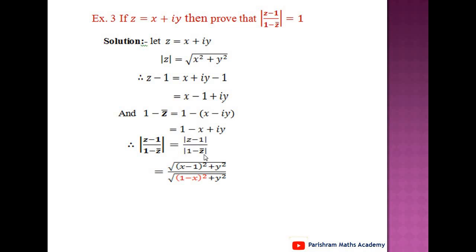And therefore mod of z minus 1 upon 1 minus z bar equal to mod of z minus 1 upon mod of 1 minus z bar. The value of mod of z minus 1 is root of x minus 1 bracket square plus y square, and mod of 1 minus z bar is root of 1 minus x bracket square plus y square. We know that 1 minus x bracket square is same as x minus 1 bracket square, and therefore the numerator and denominator are same and equal to 1, and therefore mod of z minus 1 upon 1 minus z bar equal to 1.